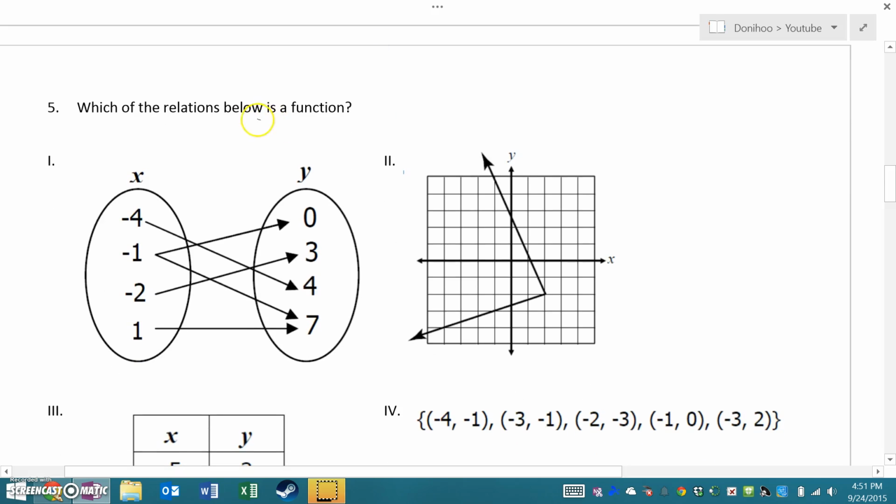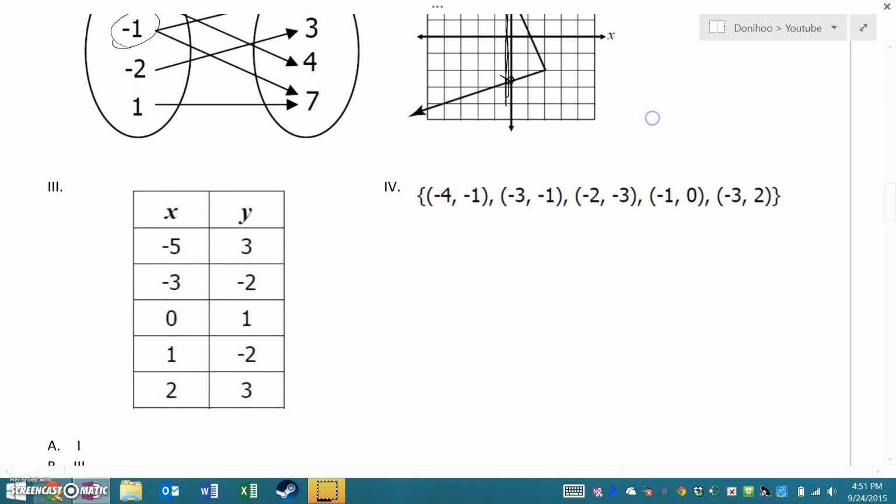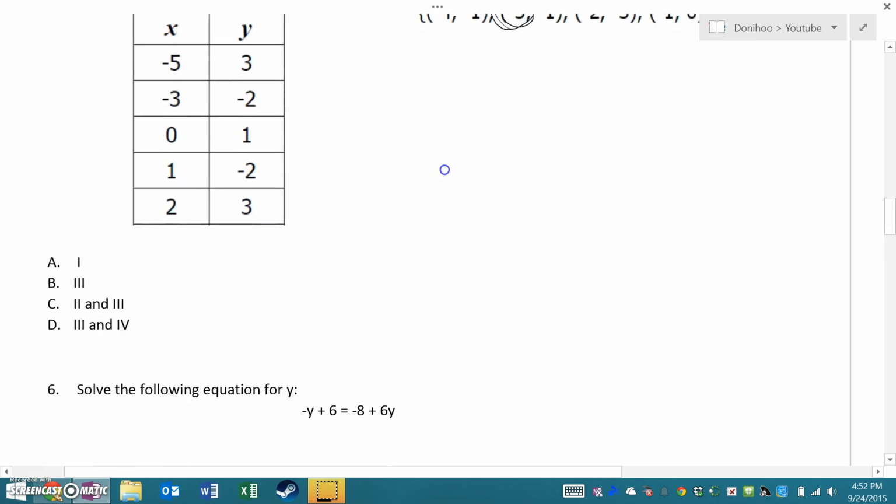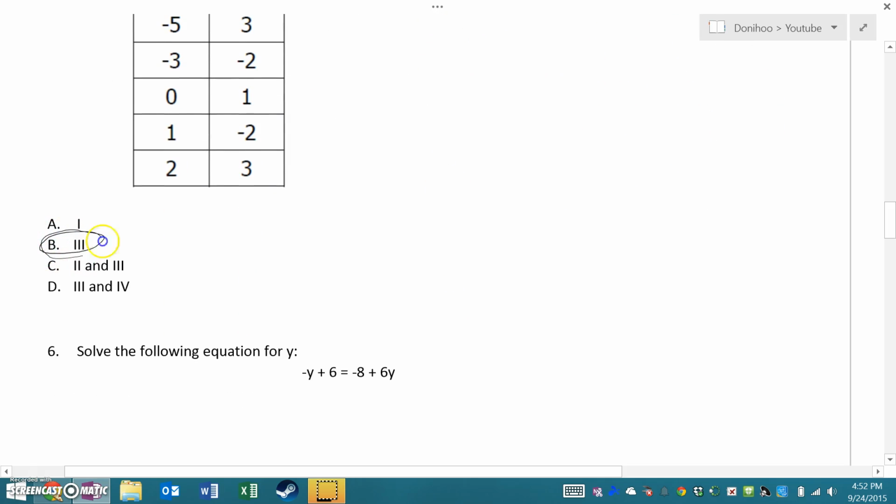Which relation below is a function? Not a function, repeats. Not a function, repeats. Function, no repeat. Not a function, repeats. B is our only answer.